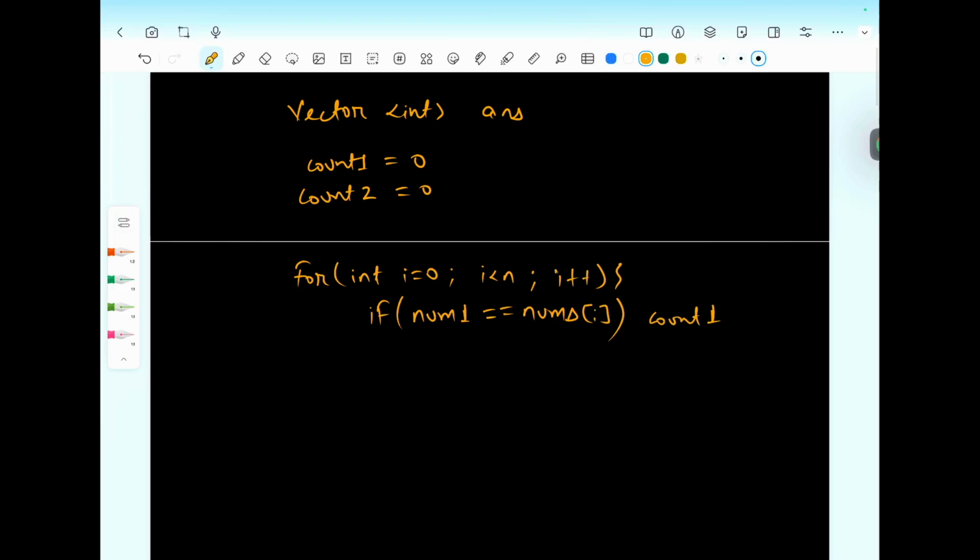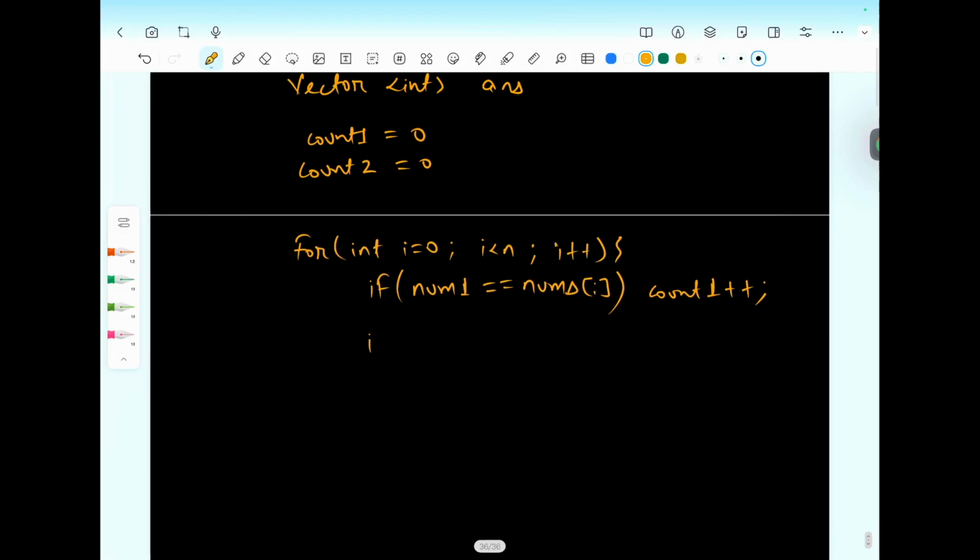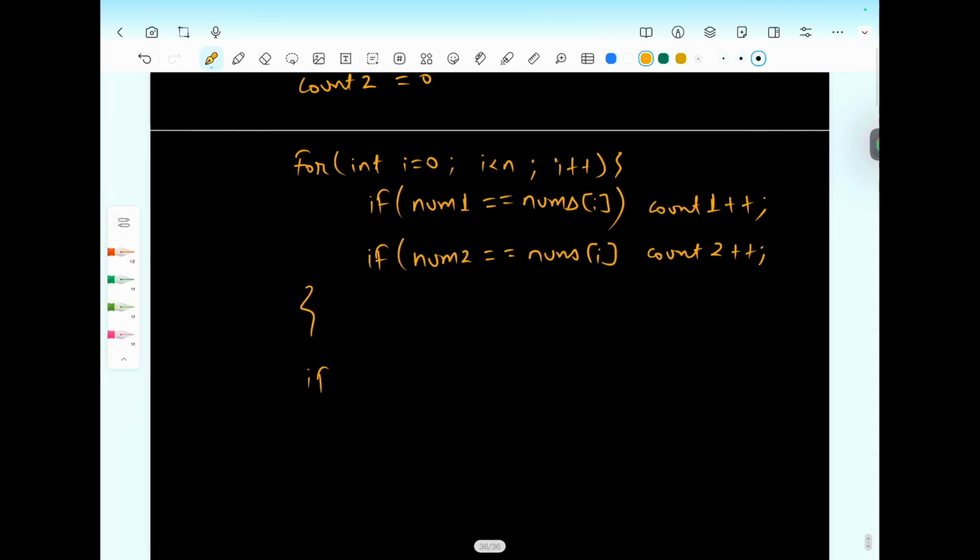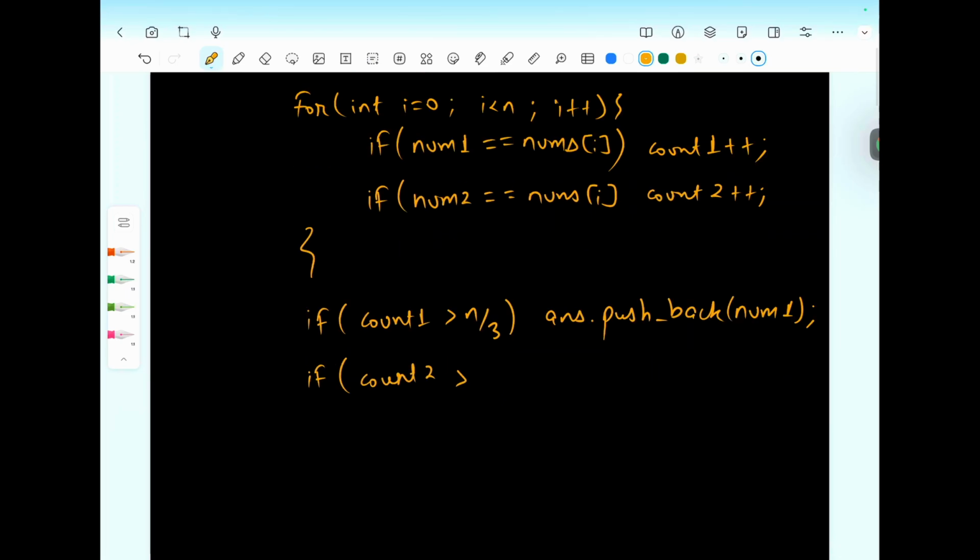If num1 is equal to nums of i, I will increase count1. If num2 is equal to nums of i, I will increase count2. After that I check if count1 is greater than n by 3, then I can push back num1 into the answer vector. And if count2 is greater than n by 3 and num1 is not equal to num2.